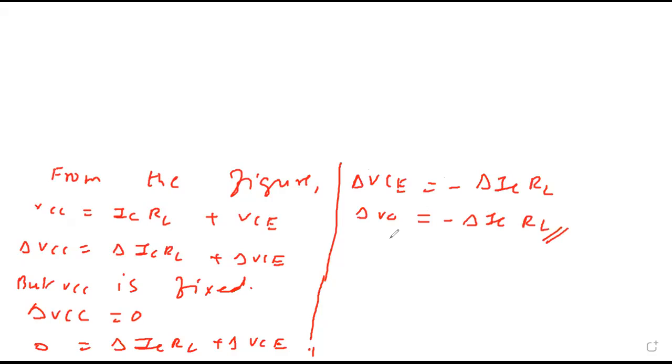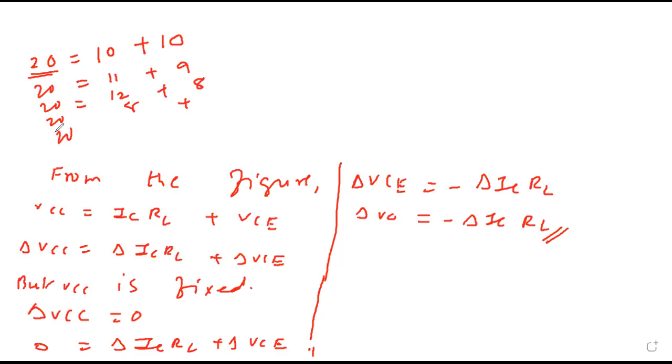Now what is the meaning of this negative sign? Very important. Suppose VCC is 20, ICRL 10, VCE 10, so net 20. This is not changing. It will always remain 20 throughout. So if this becomes 11, then this should become 9. When this is 12, this will become 8. Or if this is 8, this should become 12. So when ICRL is increasing, this is decreasing and vice versa. That means they are opposite, therefore the negative sign is written.